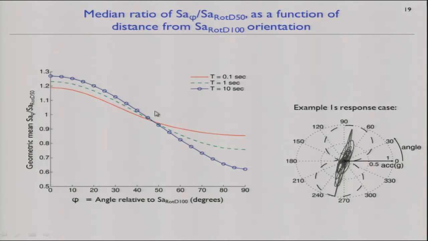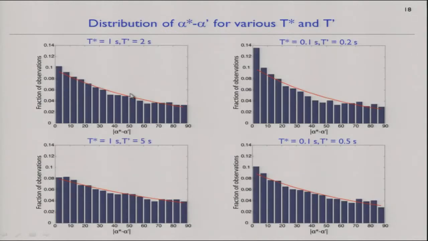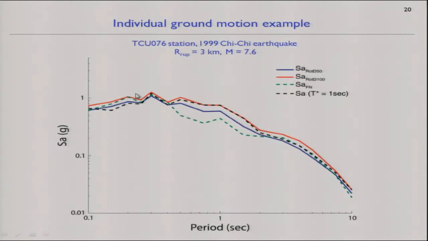This can be combined with the previous slide, which says how far different from the ROT D100 orientation you would be at a given period, and you can come up with some predictions. Let me show you first raw data, and then some predictions like that. So here, just to take a particular ground motion, this is a ground motion chosen somewhat at random, except that it's close in.